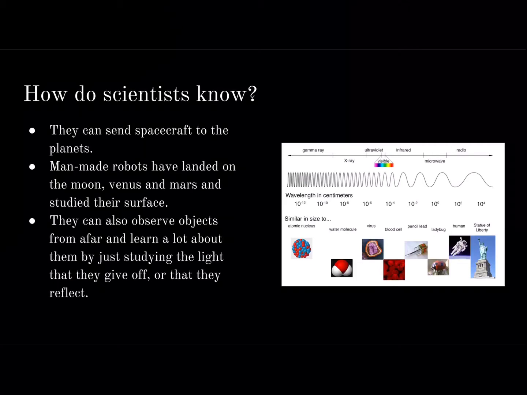Spacecraft that land on the planets or enter their atmospheres can use scientific instruments to find out what the planet is made of. They can also observe objects from afar and learn a lot about them just by studying the light that they give off or that they reflect. In almost every case, scientists use some variation of an instrument called a spectrometer. Spectrometers take a signal from whatever they're looking at, whether it's a rock, a cloud, a whole planet, a star, a galaxy, or a nebula, and they spread the signal into its components.